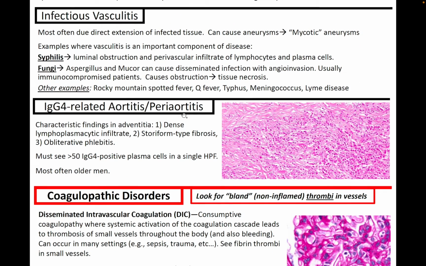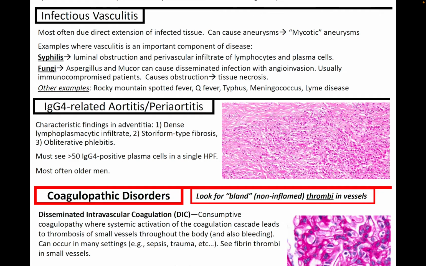The infectious vasculitis category is most often due to direct extension of infected tissue. It can cause aneurysms, such as mycotic aneurysms. And some examples where vasculitis is an important component of disease include syphilis, where you can have luminal obstruction and perivascular infiltrate of lymphocytes and plasma cells. I always associate syphilis with plasma cells. They seem to pop up in the skin and in the GI tract and elsewhere when syphilis is present.